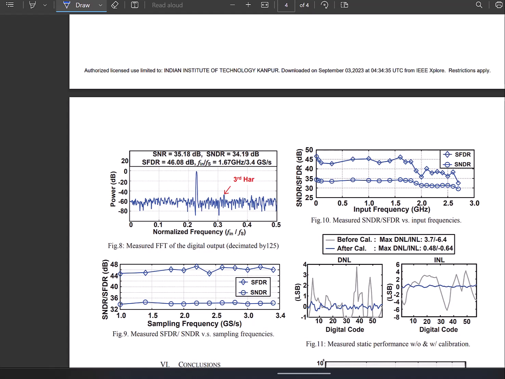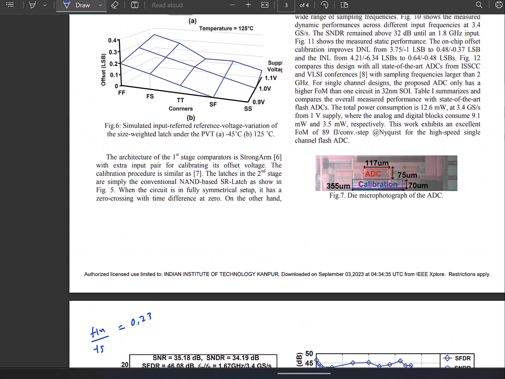So let's do some calculations here. The x-axis is Fin by Fs. This point is, let us say, roughly 0.23. So Fin is 0.23 times Fs. Now where will the third harmonic lie? It is 3 times Fin, but I am plotting the spectrum one-sided, 0 to 0.5 Fs. So where will it lie now?